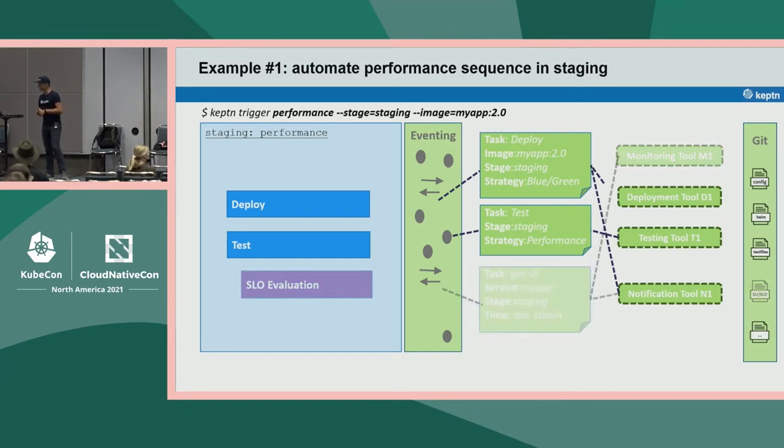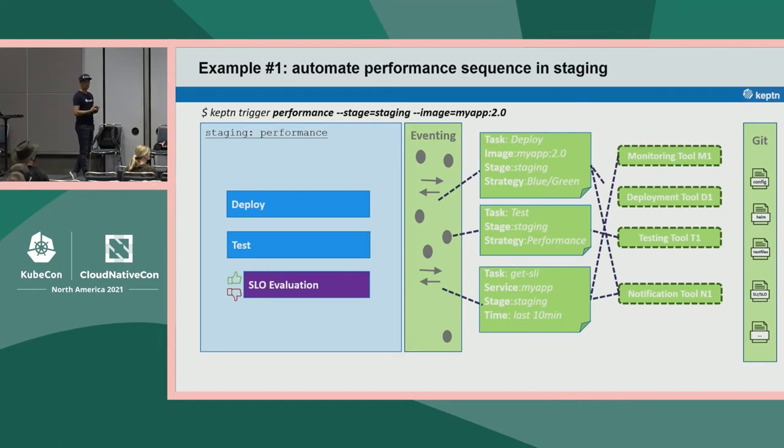And then the evaluation, that's the key thing. I explained this, how this works earlier. Keptn sends an event out to your observability tool. Please give me the data that is specified by the performance engineers in the SLO files, in the SLI files. And then give me back the data and then give me a thumbs up or a thumbs down.